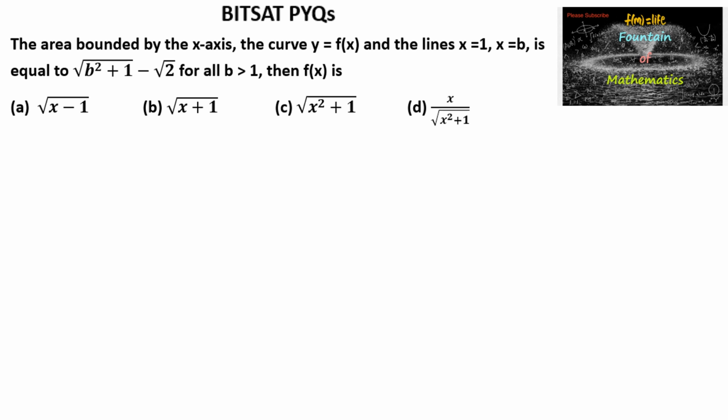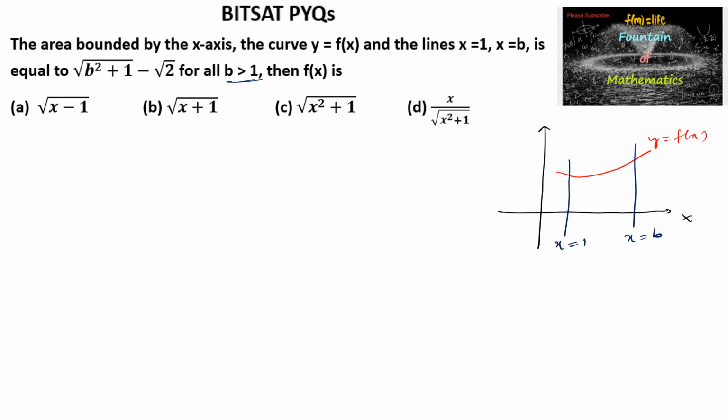The area bounded by the x-axis and the curve y is equal to f of x, and the lines x is equal to 1 and x is equal to b, where it is given b is greater than 1. So the area formed or enclosed between this can be represented by integral 1 to b f of x dx, and which is given by root of b square plus 1 minus root 2.